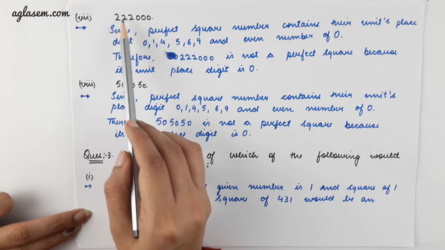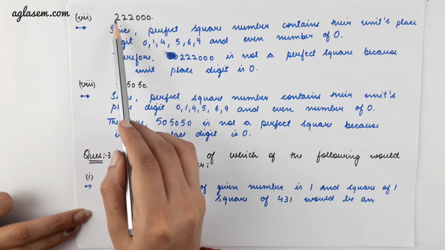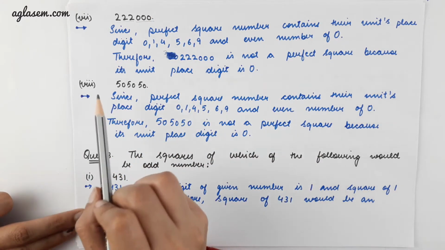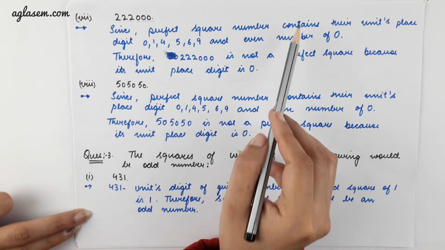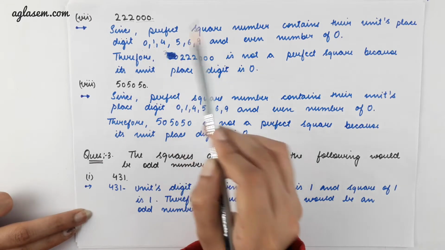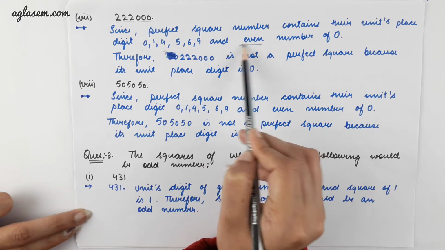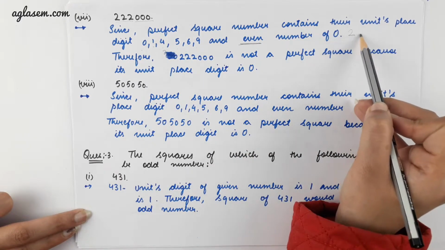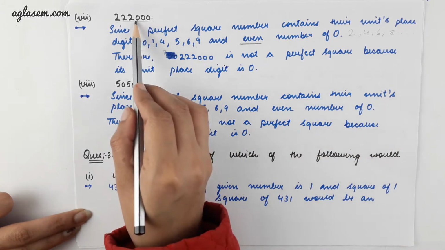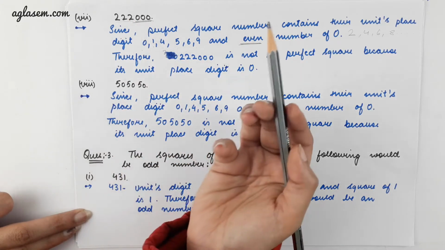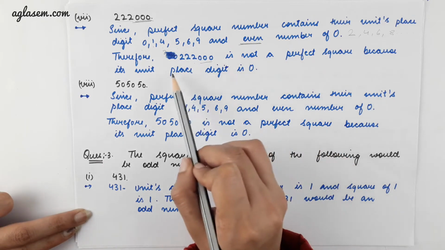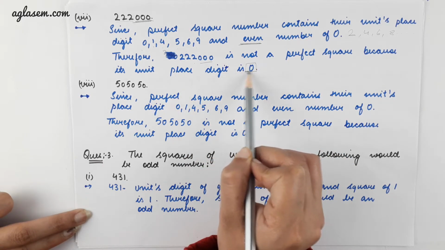The next part is we have to tell whether the given number, that is 222000, is a perfect square number or not. Since a perfect square number contains its units place digit as 0, 1, 4, 5, 6, 9 and an even number of zeros, that is either 2, 4, 6, 8 and so on. Here we can see there are 3 zeros, that is an odd number. Hence, 222000 is not a perfect square even though its unit place digit is 0.